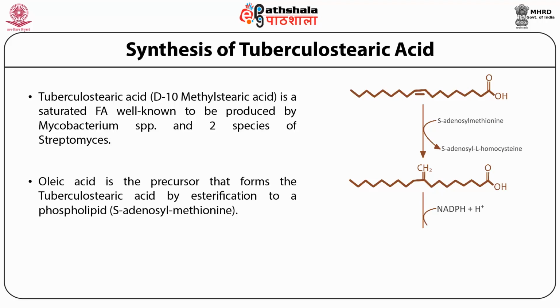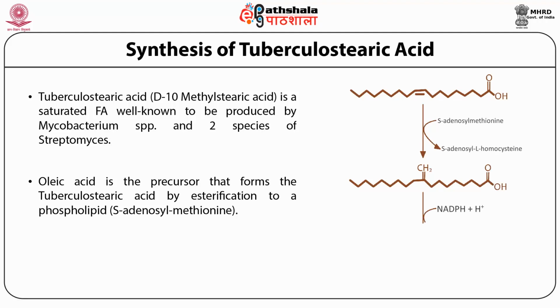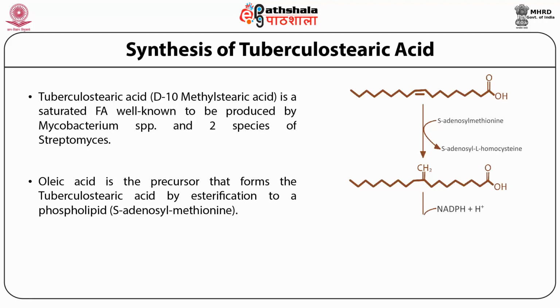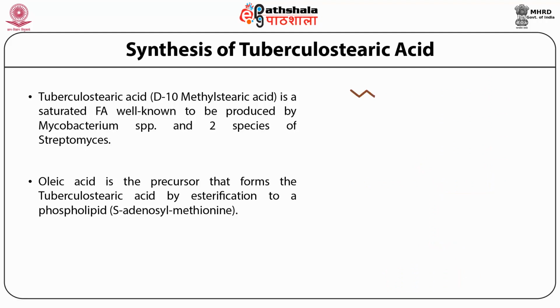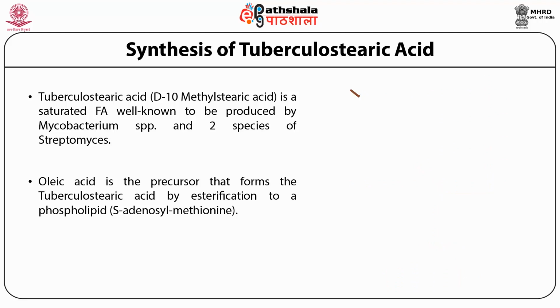Oleic acid, which is a monosaturated fatty acid, is the precursor that forms the tuberculostearic acid by the esterification to a phospholipid. S-adenosylmethionine donates a methyl group to the double bond of oleic acid.